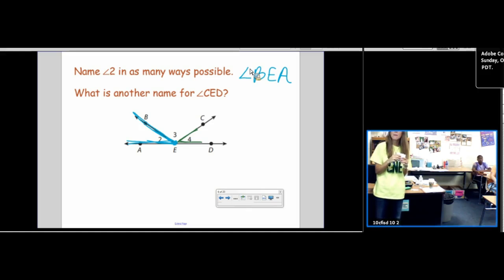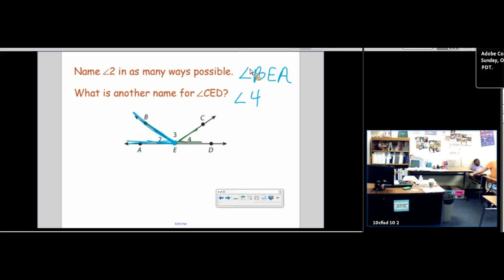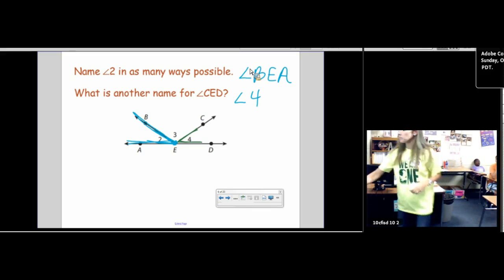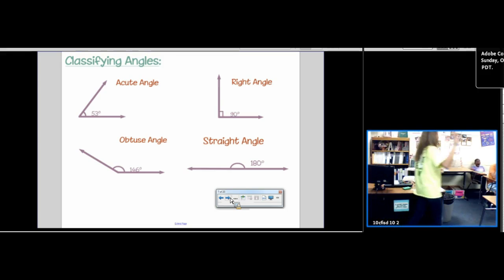Jonathan, what's another name for angle C-E-D? I already kind of highlighted it in green. D-E-C, and what would it be as a number? Angle 4. So it's important to be able to name angles when there's more than one angle in the picture. Kids can name angles when they're by themselves. That's easy. But when it's a picture with multiple angles, you have to be able to use 3 letters to name the angle.